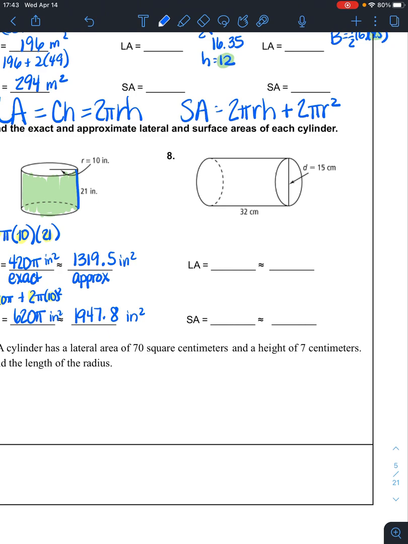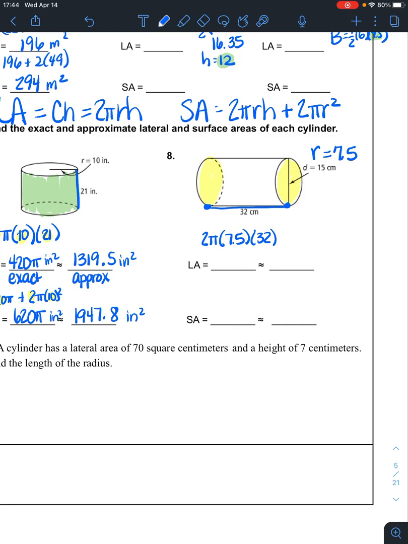So 8 would be the same. The only difference is now, pay attention, look at how this is on its side. Okay, so this is on its side, but these are still my bases, and my bases are still circles. Now be careful. The diameter is 15, but I need the radius, so the radius is 7.5. So my lateral area would be 2 times pi times r times h. Again, h is the distance between the two circles or the two bases, so that would be 32.